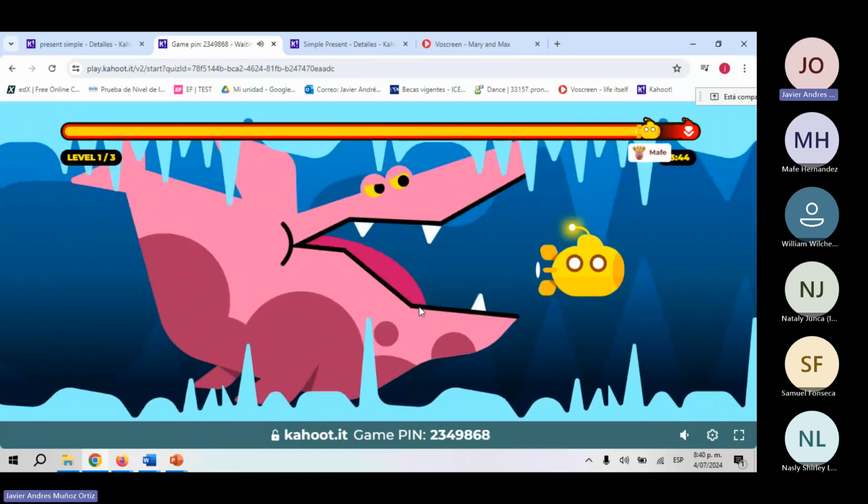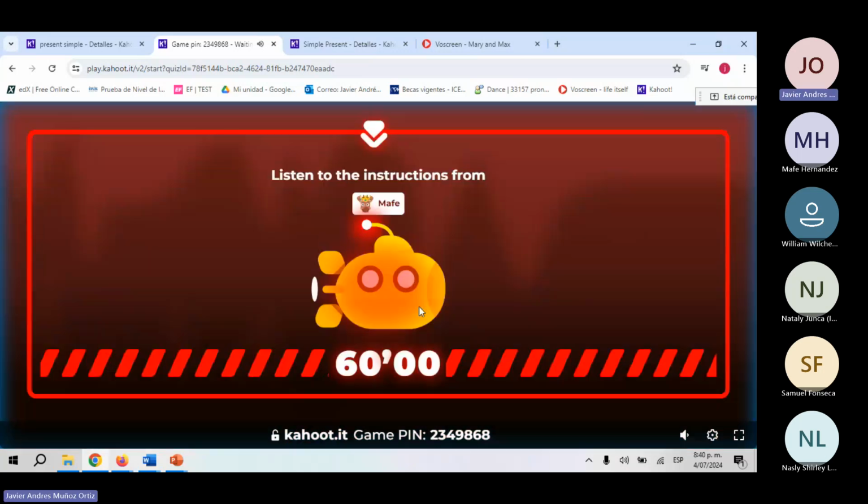Hurry, hurry. The animal is going to eat us. Okay, Mafe, what do you see? What do you see, Mafe? A broken heart, 10 points. A place where you put a... I forgot the word.